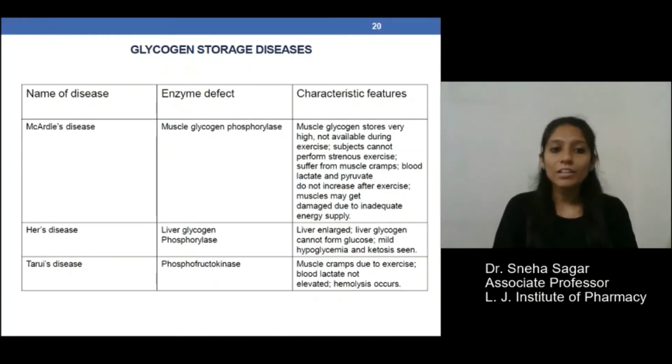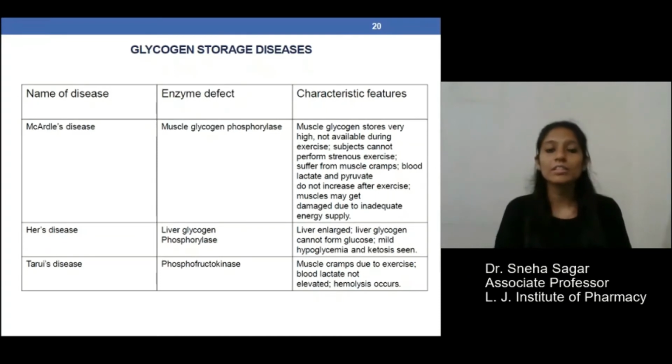We have McArdle's disease also, which is a defect in the muscle glycogen phosphorylase. Hers disease is the liver glycogen phosphorylase defect, and Tarui disease occurs because of the phosphofructokinase enzyme defect. So all these diseases are associated with muscle or liver and the enzymes responsible for glycogenesis or glycogenolysis.